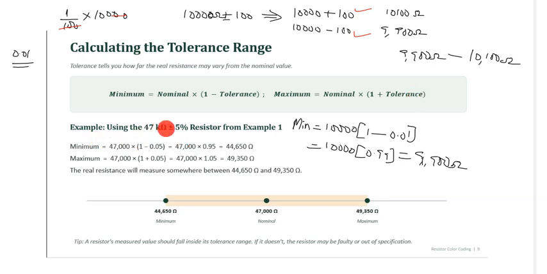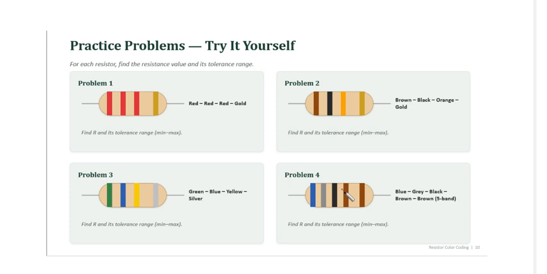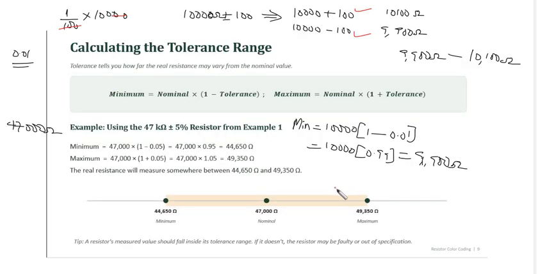The example used here is a case of 47 kilo ohms plus or minus 5%. 47 kilo ohms is 47,000 ohms. If you plug this value into this formula, you will get the tolerance range for this particular example on this page. To clarify again, when you want to calculate the tolerance range using this formula, the minimum value is equal to the nominal value times 1 minus tolerance.